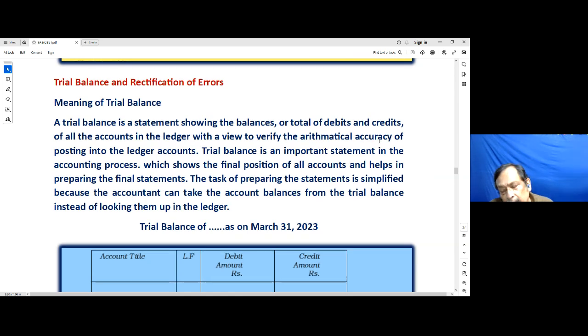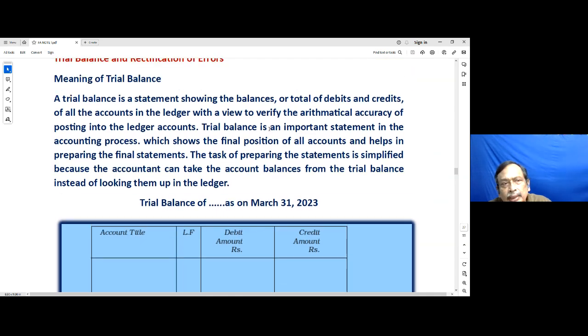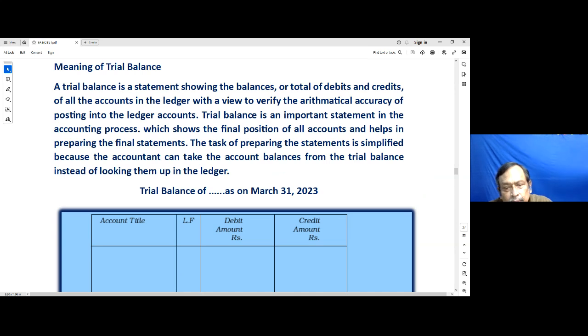Now, meaning of trial balance. So first we have to know what is called a trial balance and why it is prepared, and what are the various purposes that are served by the trial balance. Now we are coming to the meaning of trial balance.